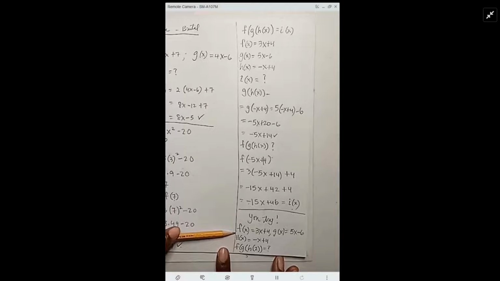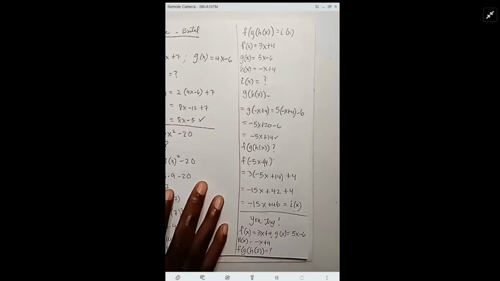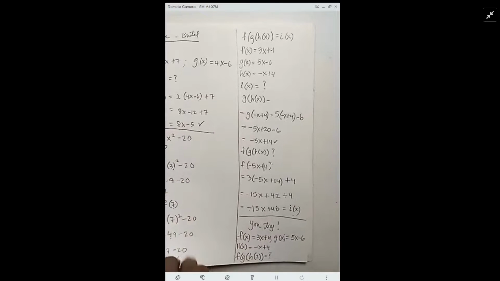I want you to try, if you want, try this example. Keep in mind, you want to make sure that you copy everything down right. Otherwise, you're stumbling down the path and you're going to have your answer wrong. So I want f of g of h of 2. And now the reveal on the answer. Pause the video if you need to. Okay, here it is.